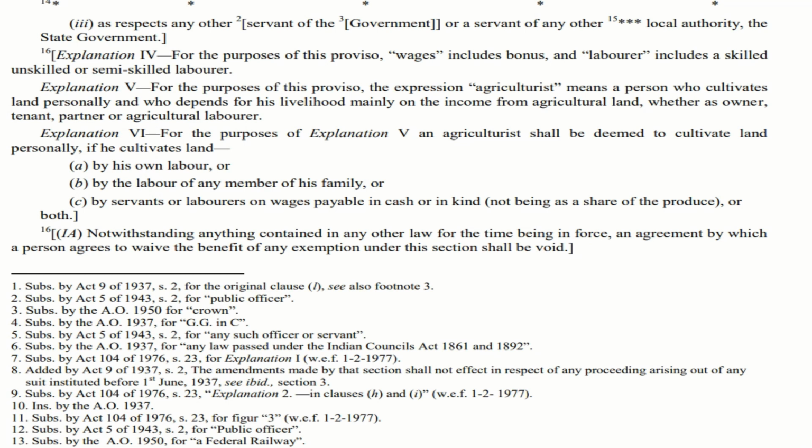Let us move to explanation 6. When is a person considered to be cultivating for his personal aspect? Imagine I am calling myself an agriculturalist. When is it considered that I am cultivating land, my land or someone else's land, personally? First thing, I am going to the field and cultivating personally. In that case, it is considered that I am cultivating the land personally. Second aspect, I am asking my parents, my brothers, sisters to go and cultivate. In that case also, it means that I am cultivating it personally.